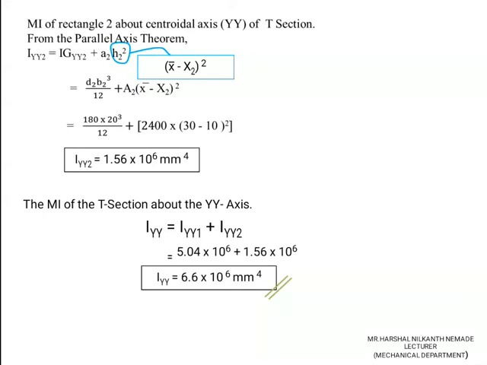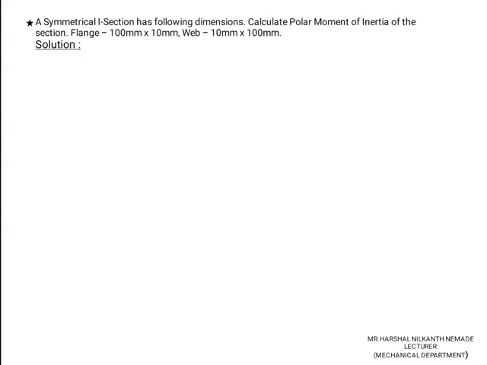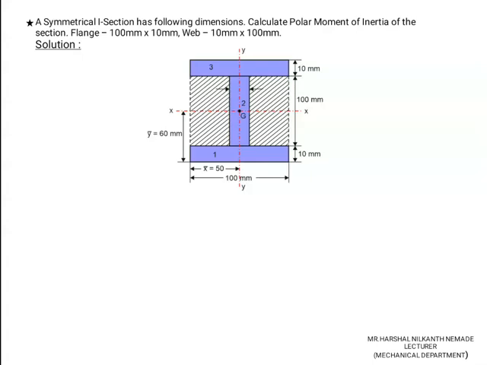So two problems we have solved. One is of the T section, another is of the L section. Now we will move to another problem, and this problem is: a symmetrical I section has the following dimensions. Calculate the polar moment of inertia of the section: flange 100 mm into 10 mm, web 10 mm into 100 mm. So this is the diagram of the I section. The bottom flange and top flange are 100 into 10, and the web in the middle portion is 10 mm into 100 mm.